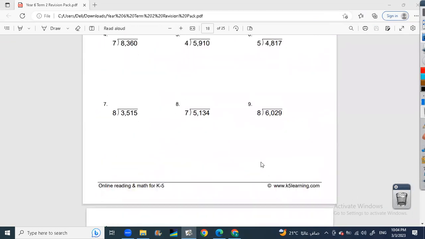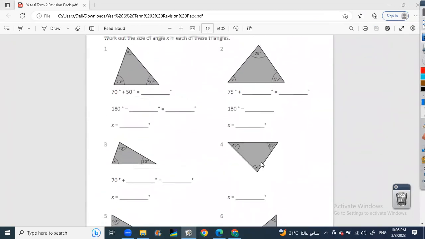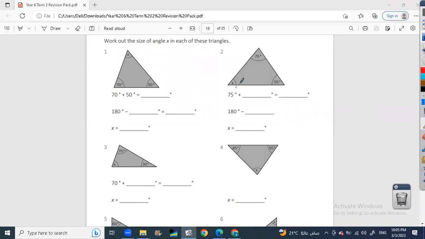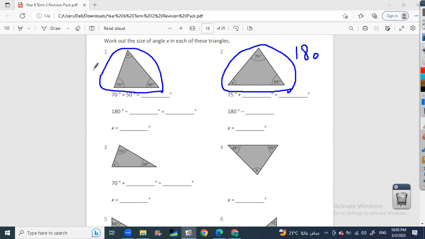Okay, we're going to move right now to angles in triangles. How can I find a missing angle of a triangle? It's very easy. We agreed that the 3 angles of a triangle add up to 180 degrees. Any triangle adds up to 180 degrees? Yes, the 3 angles of any triangle add up to 180 degrees.